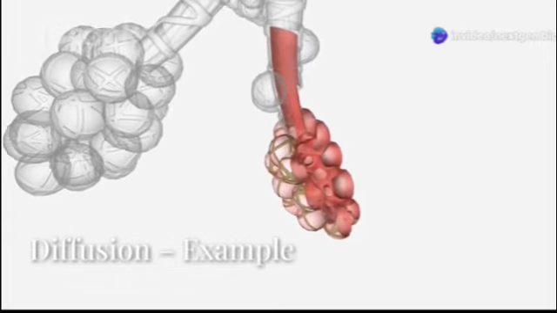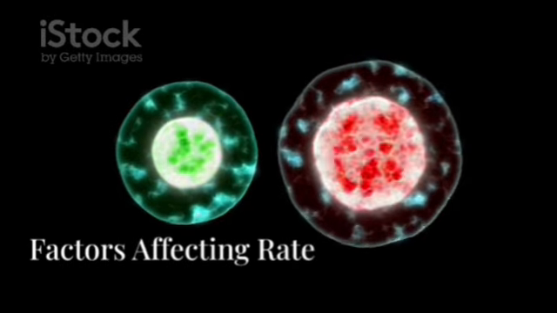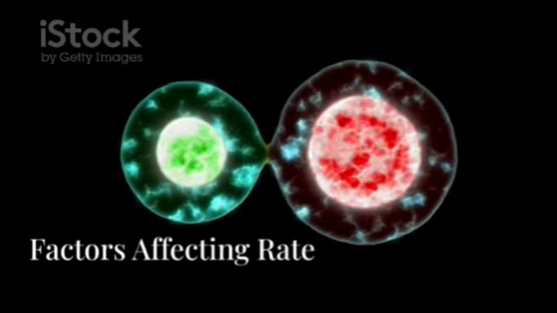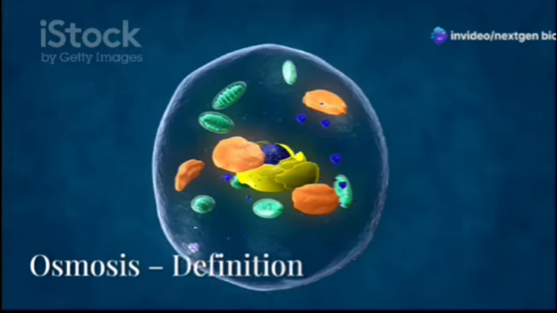Diffusion is the net movement of particles from high to low concentration down a concentration gradient. Oxygen diffuses from the lungs into the blood. Surface area, temperature, and concentration gradient affect diffusion speed.